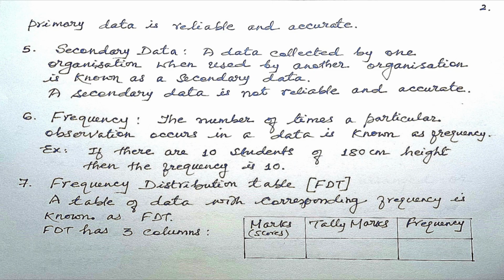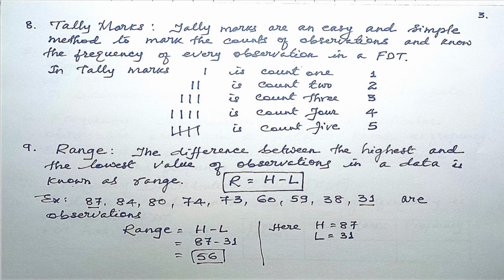Now, frequency distribution table, FDT. A frequency distribution table is a table of data in which the values of the data are written in rows and columns with their corresponding frequency. So an FDT has three columns: the marks, scores or values of the data, the tally marks, and the frequency. Now, what are tally marks? Tally marks are an easy and simple method to mark the counts of observations and know the frequency of observations in a frequency distribution table.